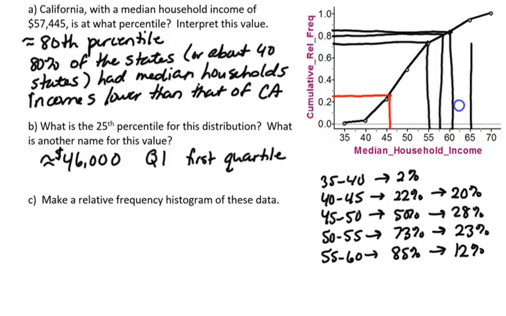Then at 65, we go across, and it looks like about 92%. So from 60 to 65, you see about, what did I say, 95%.